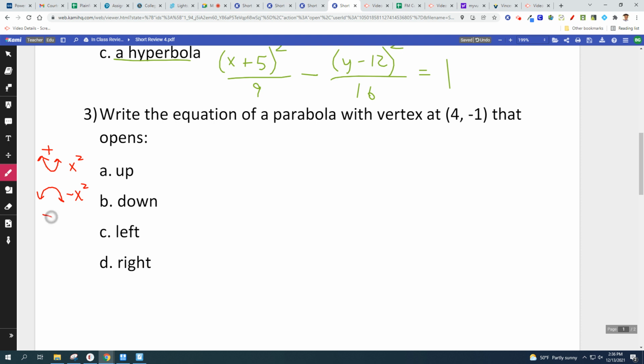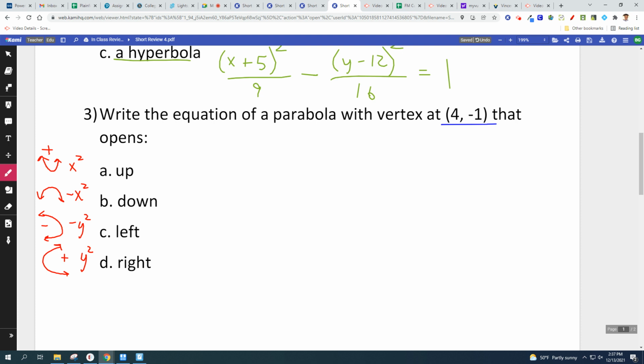If it opens to the left, it's facing in the negative direction. That's going to be negative y squared. If it opens to the right, that's in the positive direction, so that's going to be positive y squared. You kind of have to have that background information before you answer this question. If it opens up, and oh yeah, don't forget, it also has to have this vertex.